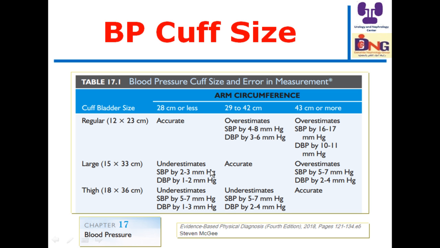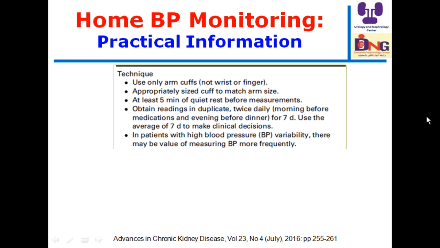However, it will underestimate blood pressure if arm circumference is smaller, and overestimate blood pressure measurement if arm circumference is bigger. If you use this big one, it will be inaccurate for arm circumference exceeding 43 centimeter, but it will underestimate blood pressure if the arm circumference is less than these values. So selecting the proper cuff size is one of the important points toward measuring the blood pressure accurately. So this is an important point. Regarding home blood pressure monitoring, there is practical information that should be addressed.